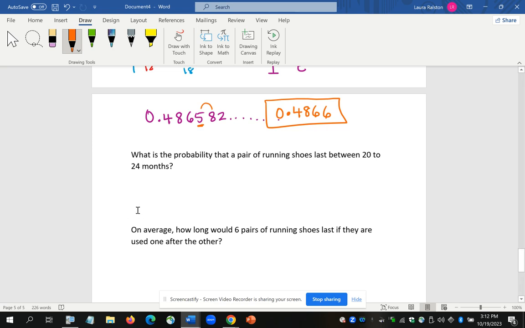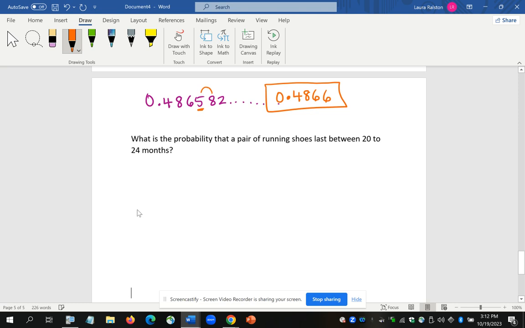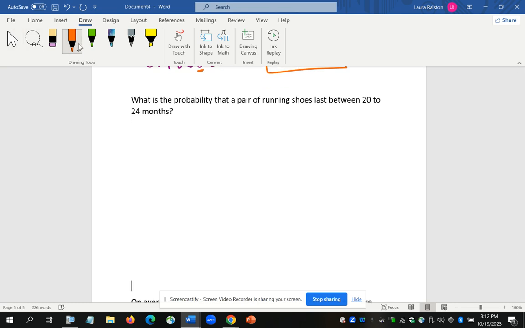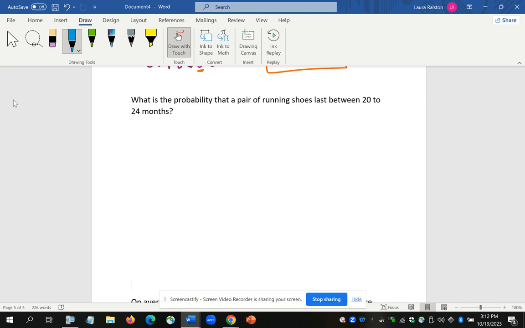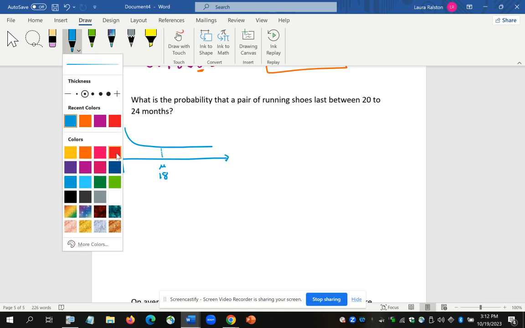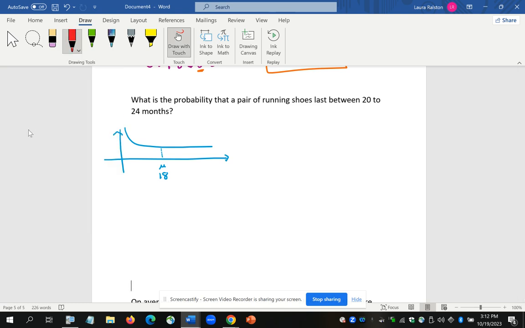Then we get back to our special case where it asks us to do between. So visually with the between, we would have our exponential distribution. The mean, which is 18, is in the middle. And we want to know whether or not our shoes last between 20 to 24 months.